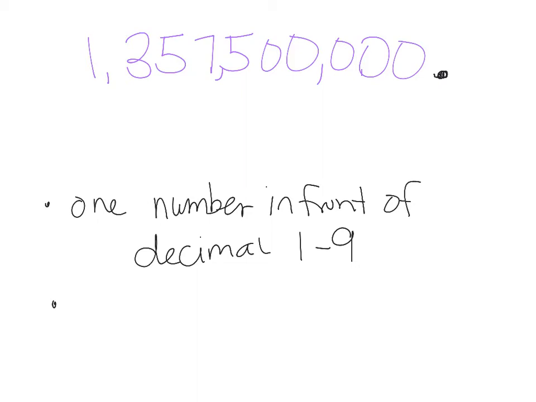So in this case, I would have 1.3575. I'm not going to write those zeros because those are the ending zeros. Then I'm going to write times 10. The reason I'm going to write times 10 is because we know that any time you move the decimal, you're moving it 1/10 in a sense.